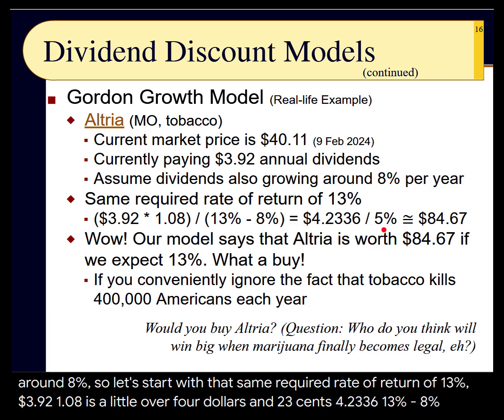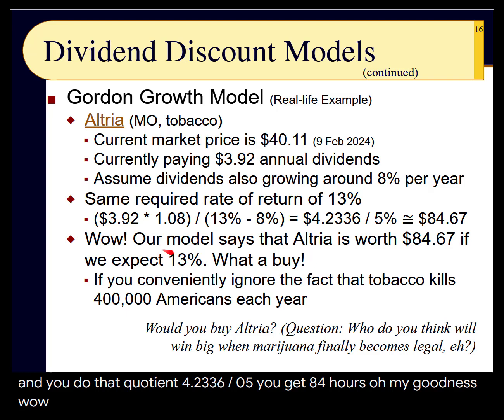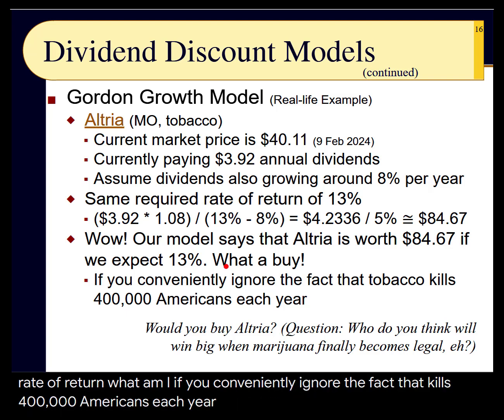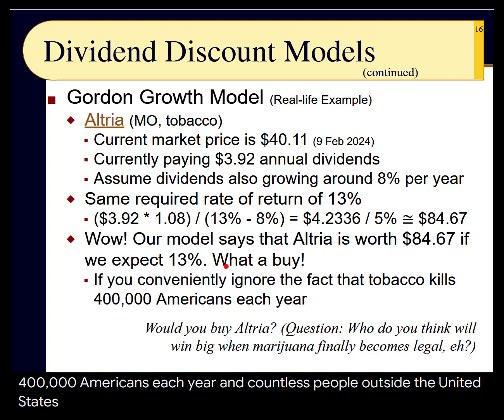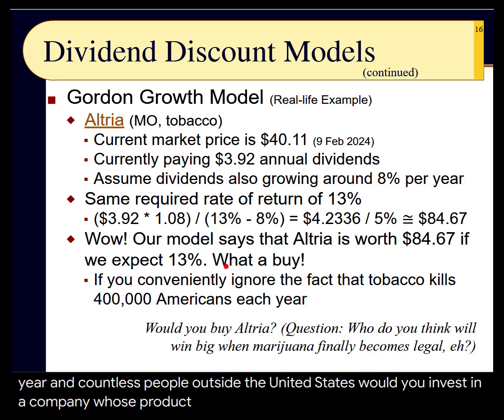13% minus 8% is 0.05, and you do that quotient, 4.2336 divided by 0.05, you get $84.67. Oh my goodness. Wow. Our model says that Altria is worth $84.67 if we expect a 13% rate of return. What a buy if you conveniently ignore the fact that tobacco kills 400,000 Americans each year and countless people outside the United States. Would you invest in a company whose product, when used as directed, kills its consumers?